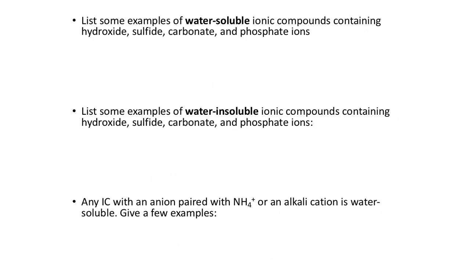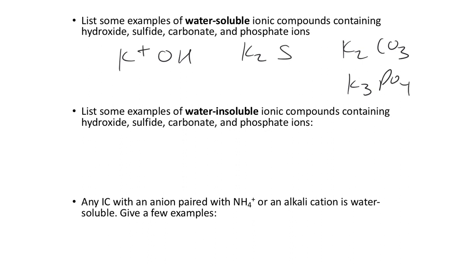List some examples of water-soluble ionic compounds of hydroxide, sulfide, carbonates, phosphates. Potassium with anything is water-soluble. So you can have potassium hydroxide, K2S, K2CO3, K3PO4. Alkalis with all these would be water-soluble. But if you paired calcium, it would only be calcium hydroxide that's water soluble and calcium sulfide, but not with carbonate and phosphate because it's not a listed exception.